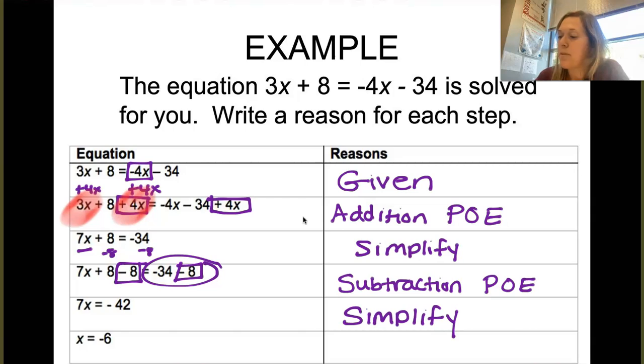And then the last step would be a division. So what did we do to get there? We divided. Division property of equality. Okay, and we don't need a symmetric property because the x is already on the left.